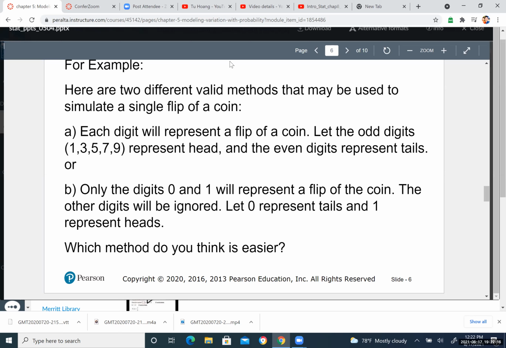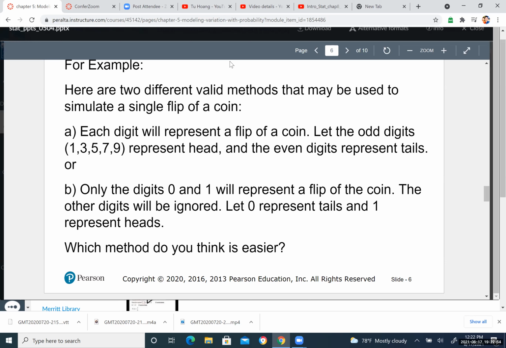So many meanings. If you use 0 and 1 to represent a flip of a coin, then 0 represents tails and 1 represents heads. Even though they don't give us the number of trials, whatever number of times the question asks us to flip the coin, every time you get a tail you write 0, and every time you get a head you write 1. It's up to you.